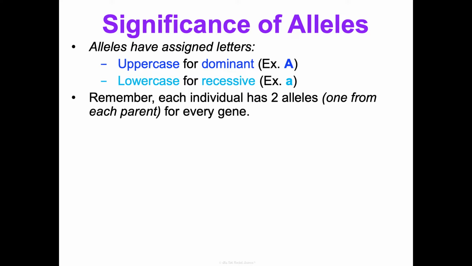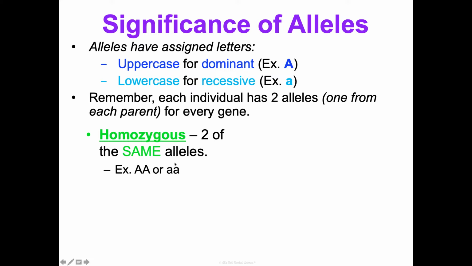Remember, you're getting two alleles, one from each parent, for every gene that you have. So let's say you get the same alleles from your parents. So you get two dominant alleles, or you get two recessive. So one from mom, one from dad, they're the same. We say that that is homozygous. The zygote was homologous, they were the same. In your zygote, you got the same versions of the genes.